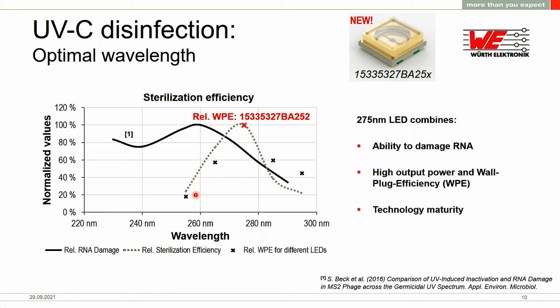So what I did here in the gray curve is basically just the product of the wall plug efficiency and the relative RNA damage. This combined sterilization efficiency is in the end what matters for disinfection. You will see this gray curve actually peaks around 275 nanometers. So this is why the 275 nanometer LED is currently still the best technology for disinfection.